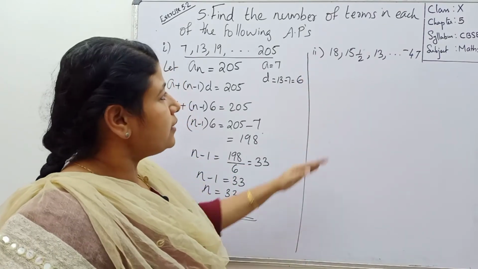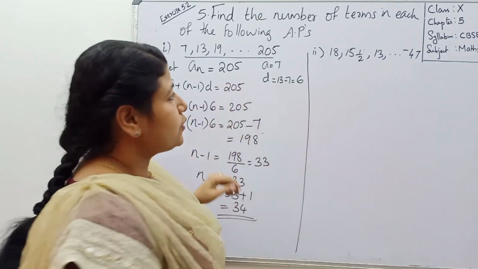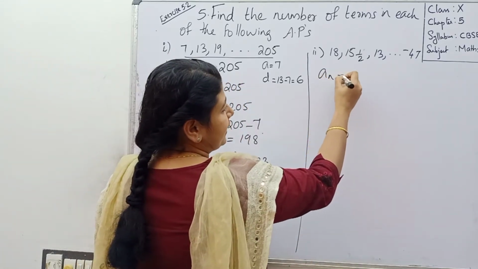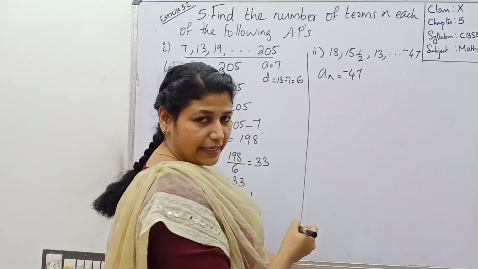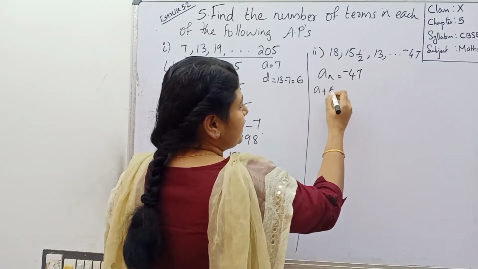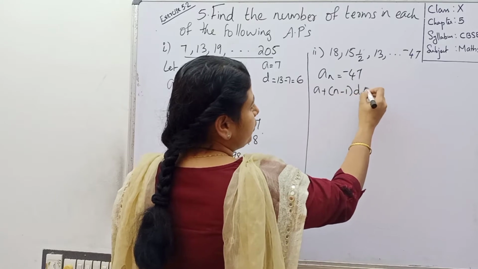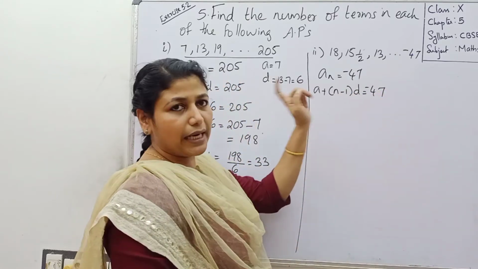Negative 47. This also has the same, like this. So we can do like this, an as negative 47. Negative 47, an ആയിട്ട് എടുക്കുക. We can use a plus n minus 1 into d equal to negative 47. ഇതിലും എത്ര ടേംസ് ഉണ്ടെന്നല്ലേ കണ്ടുപിടിക്കണ്ടേ?